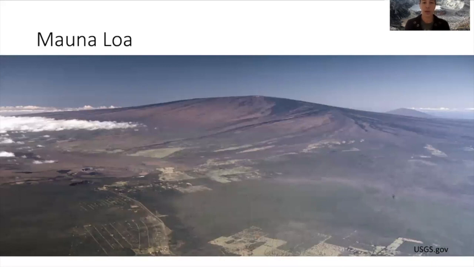And this is a broad view of Mauna Loa, another shield volcano in the volcanic island chain of Hawaii. And you can see clearly here its broad dome shape. And it is quite massive indeed. Now let's switch gears.